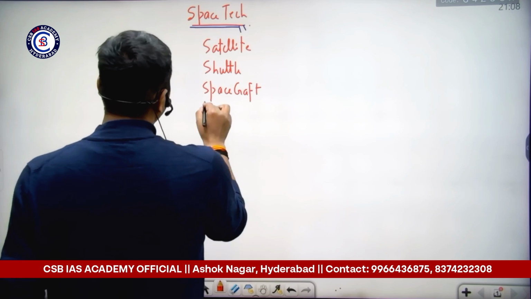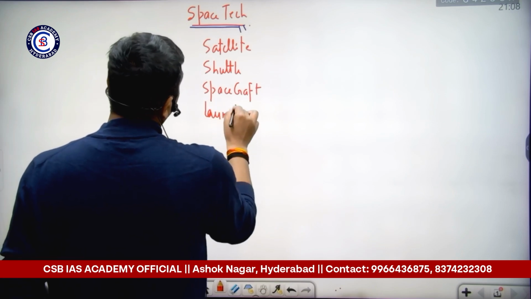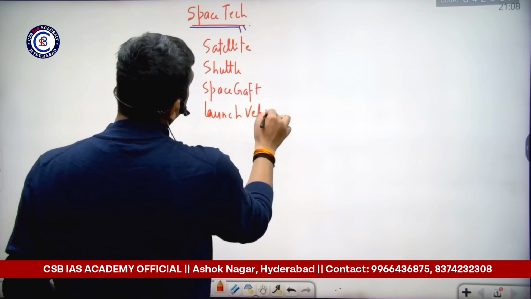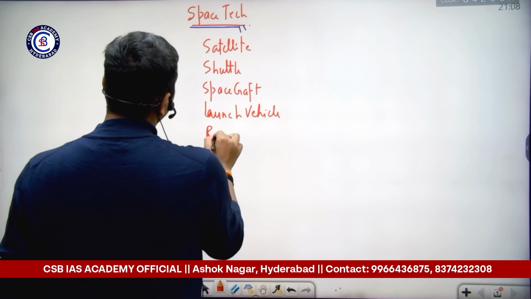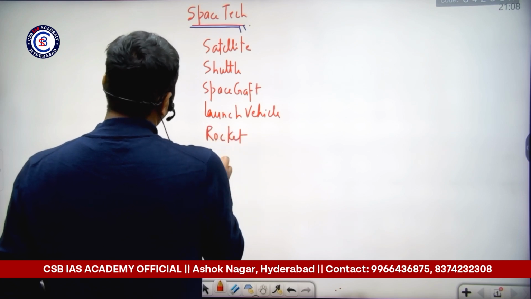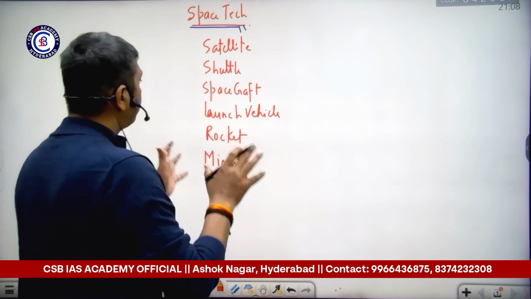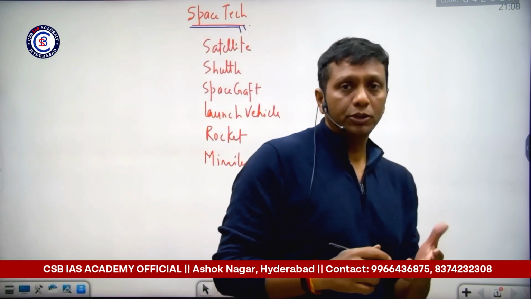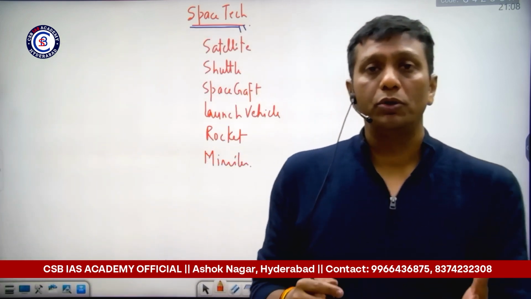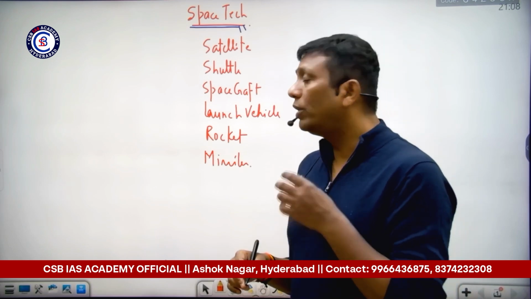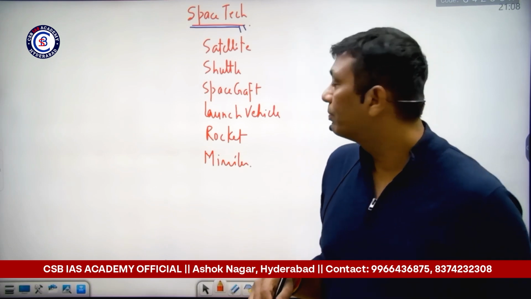Apart from this, the launch vehicles. The next one is rocket, and one more time I'll tell you, that is called missiles. Just in brief, so that if anybody asks you, or in any article you read in the newspaper, you will never get confused with such kinds of terms.